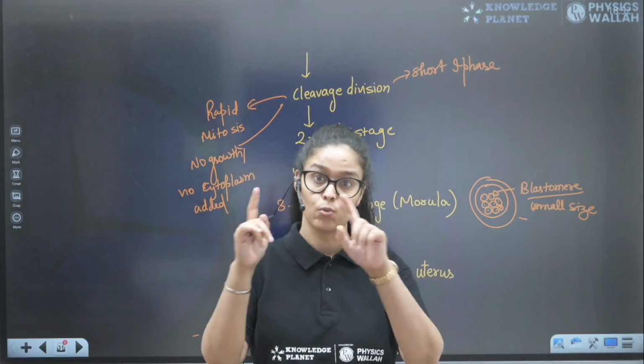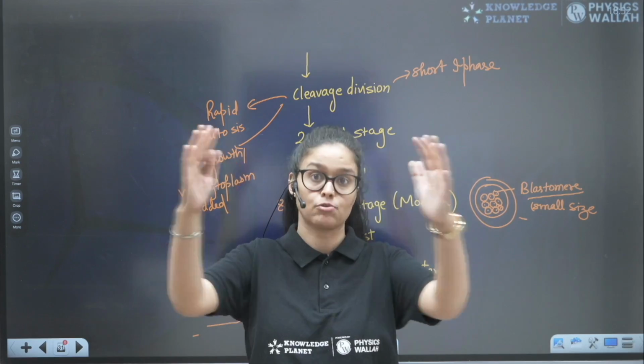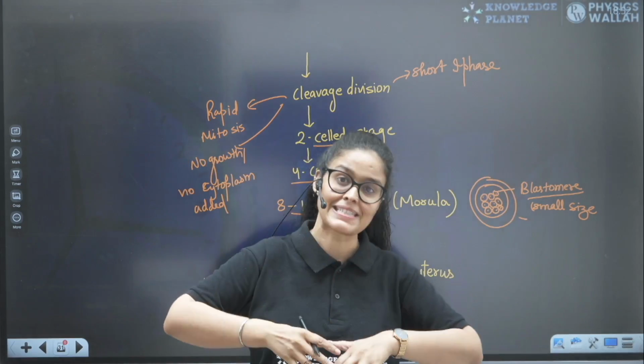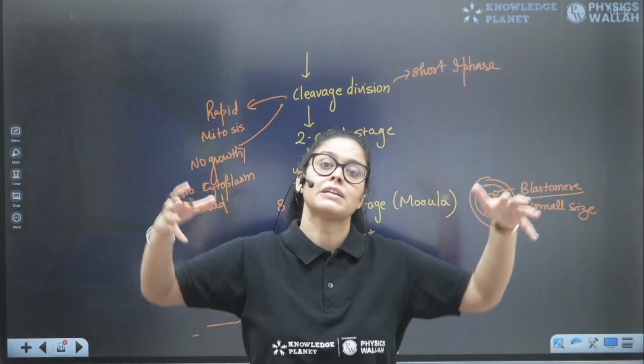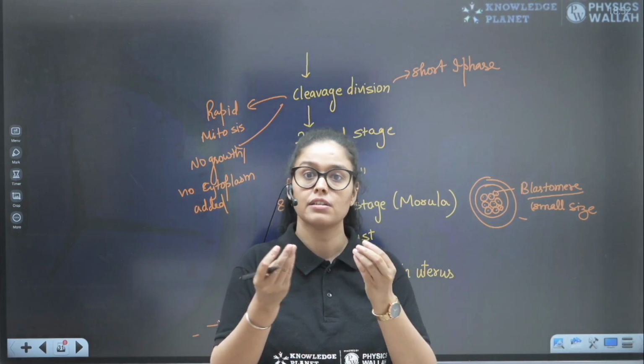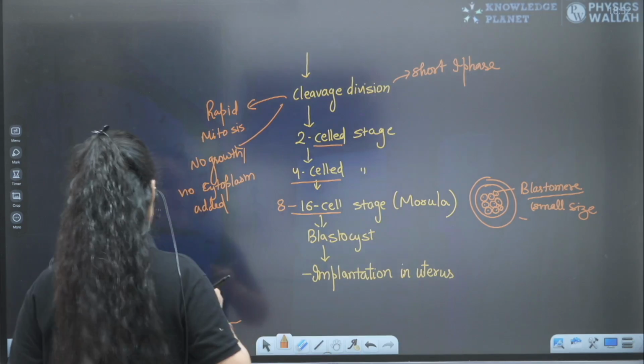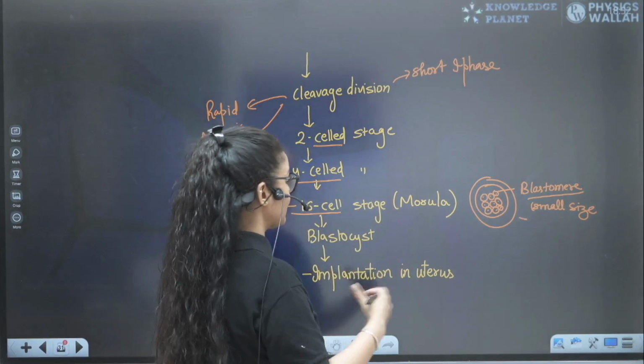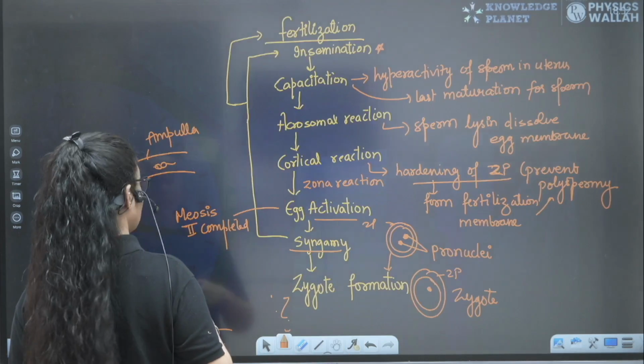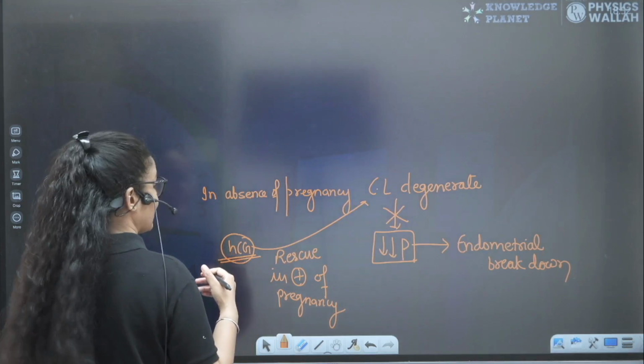Earlier, one cell had all the nourishment, so that's why it's so large. But now the same nourishment is distributed among the 8 to 16 cells, so each cell will be very small, a starved cell, right? As soon as they reach the uterus, they start getting nourishment and eating a lot of food, and they become fatty cells.